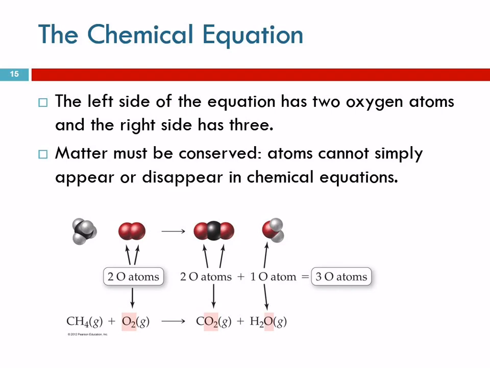Let's look at this chemical equation. So here are the chemical formulas, and up here are models of those chemicals. So CH4, the carbon is the black ball, and there's 4 white balls on it. Here's the oxygen. Oxygen is often represented as a red ball. Here we have carbon dioxide and water.